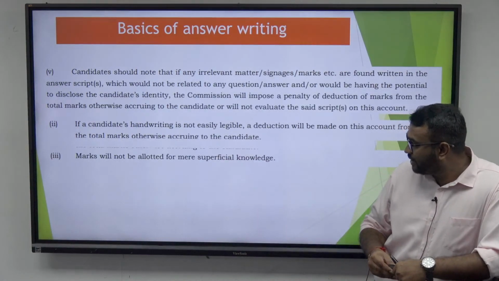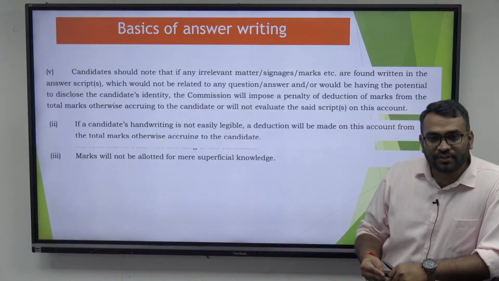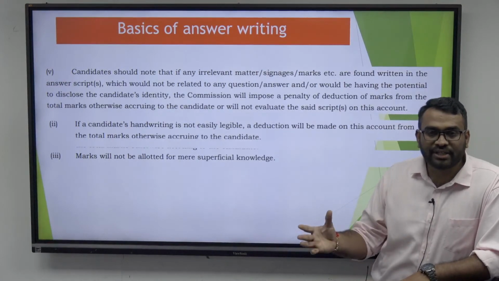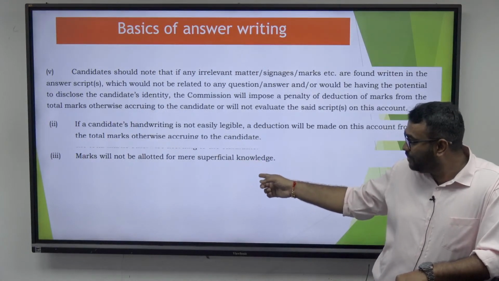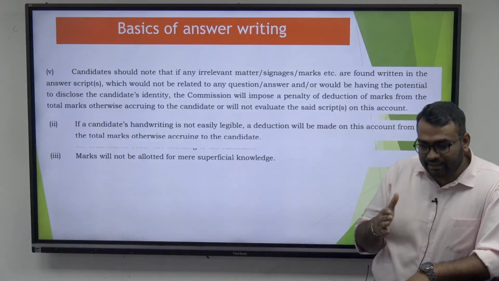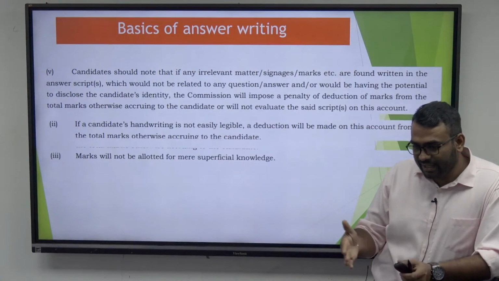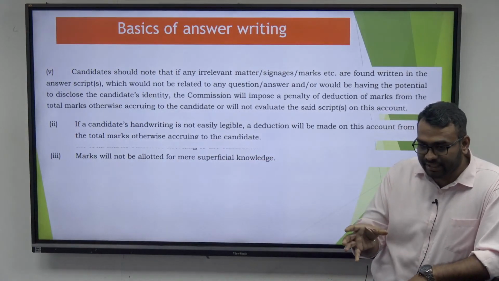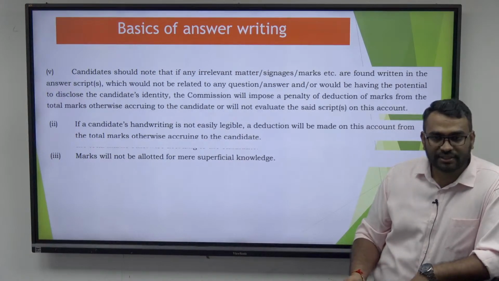Marks will not be allocated for mere superficial knowledge. This is very important, because students often think, okay, if I read general agriculture and write GS oriented answers, then I'll be getting the marks. But UPSC itself has clearly mentioned, marks will not be allocated for mere superficial knowledge. They demand at least a concrete understanding of the topic, and then you should be listing down or explaining the concept in brief. That is the demand. If you are just representing things in a superficial way, then definitely there won't be good marks for that, right? That is one.